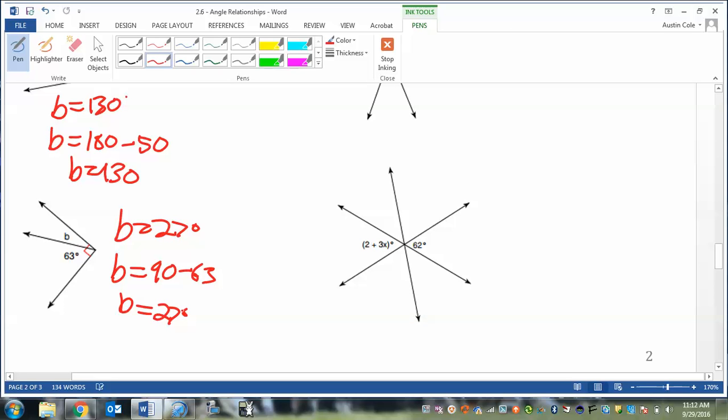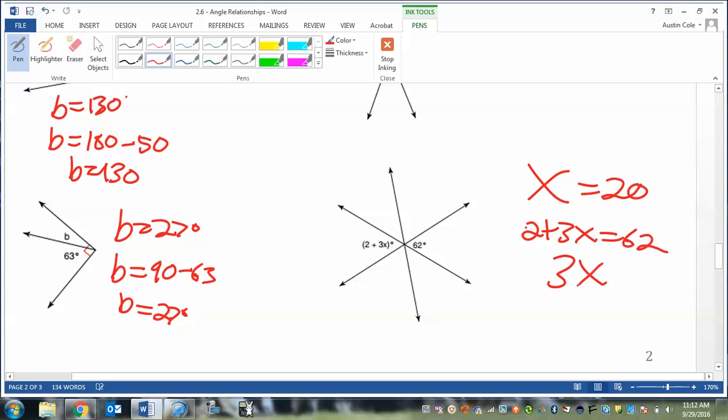Okay? And team 4, what'd you guys get? X equals 20. How'd you get x equals 20? So it's a vertical angle, so the overall equals 62. 62 equals 2x plus 3x. 5x equals... Subtract 2 there. Subtract 2 here. 3x equals 60. X equals 20.